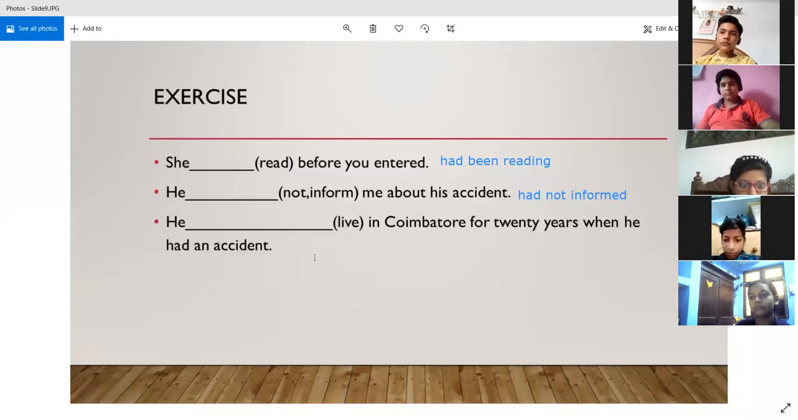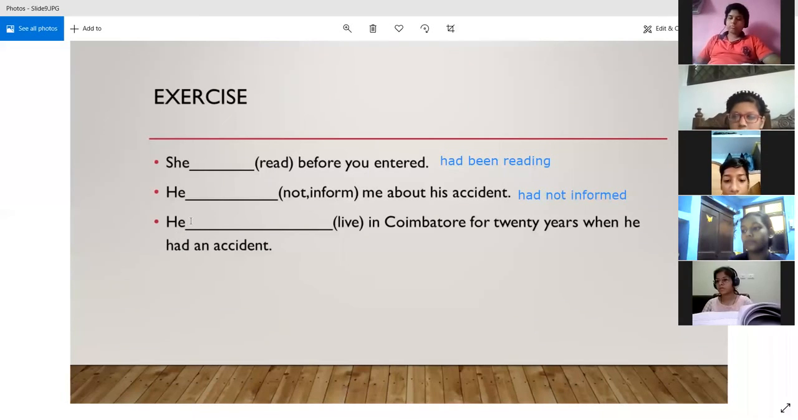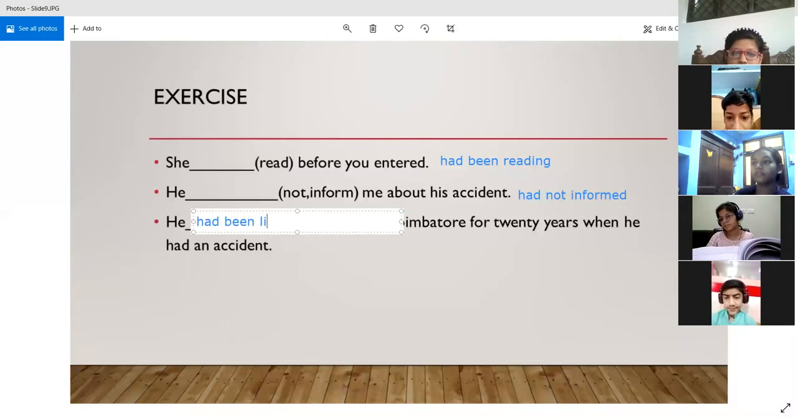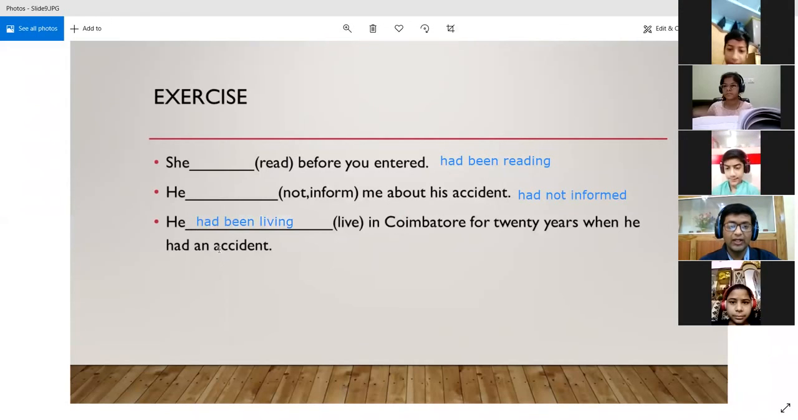Tanmay, you want to try? Yes, sir. Okay, go on. He had been living in Coimbatore for 20 years when he had an accident. Okay, it is correct. He had been living. And why are we using had been living?